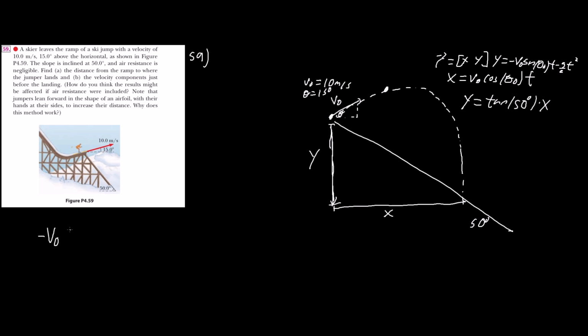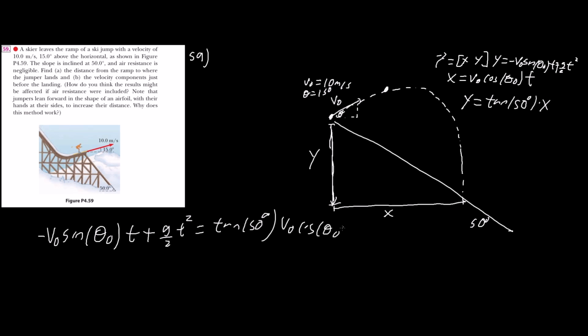minus v naught sine of theta naught times t plus, I forgot to put a plus, g over 2 t squared equals tangent of 50 degrees times x, which is v naught cosine of theta naught times the time it takes. Now we use algebra to solve for the time. I'm not going to show all the work in this video, so I'm just going to give you the end result.